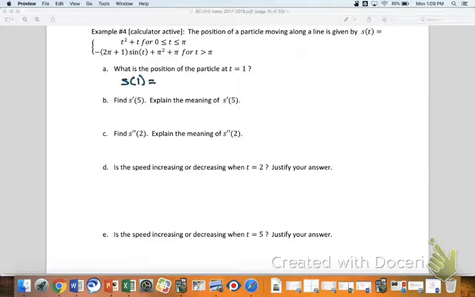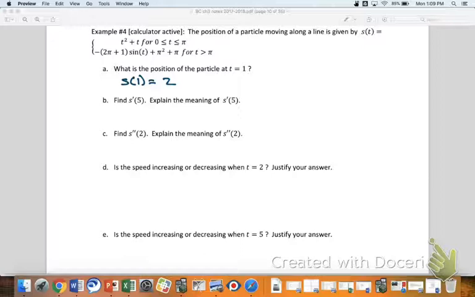And so I would use my calculator. Not really. Probably don't need to on this one, right? Essentially it comes down to 1 squared plus 1. I'm coming up with 2. So position at 1 is 2. Any questions there? Okay. Part B says find s prime of 5.